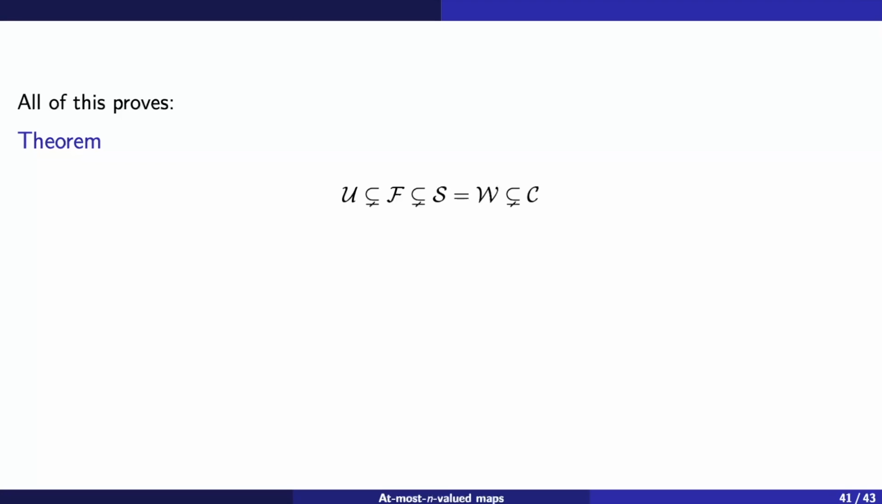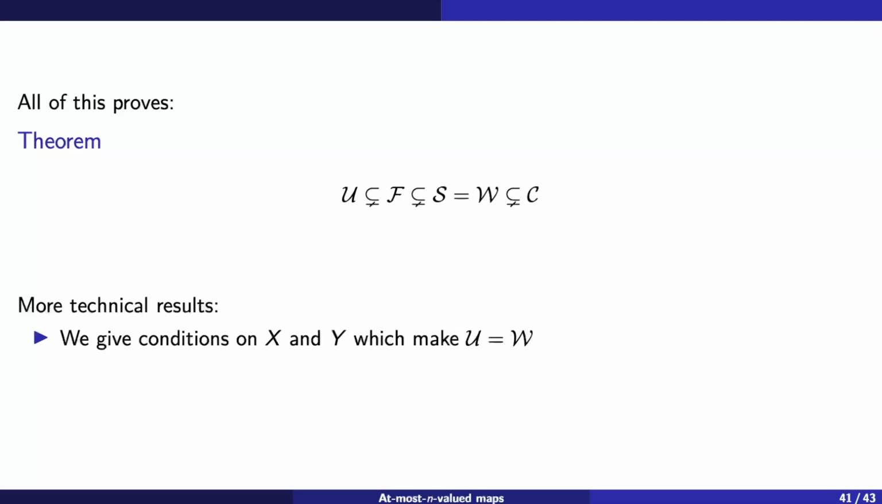We also give conditions on the domain. When you're talking about these functions from X to Y, we give some conditions on X and Y which will make it so that U and W are equal. That is to say, for certain types of spaces, these classes are actually all the same. They're not all the same for the circle; that's what all my counterexamples are. But for certain types of spaces, they are all the same, and we have some theorems to that end.